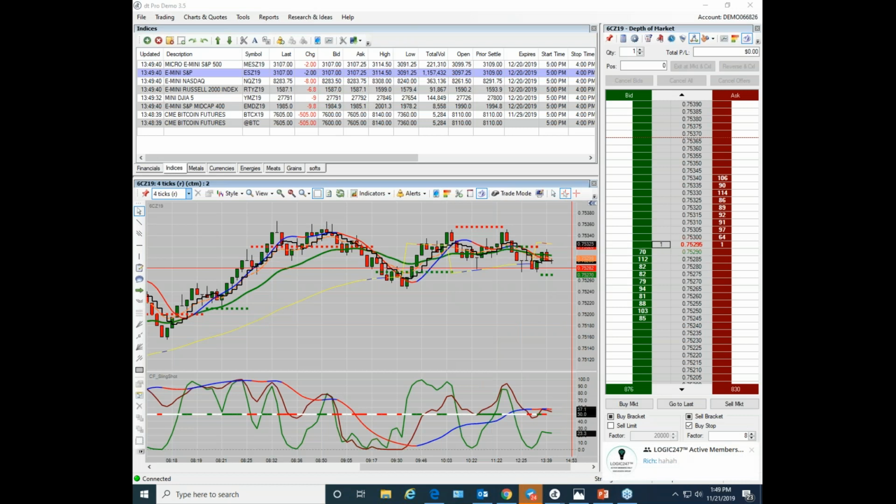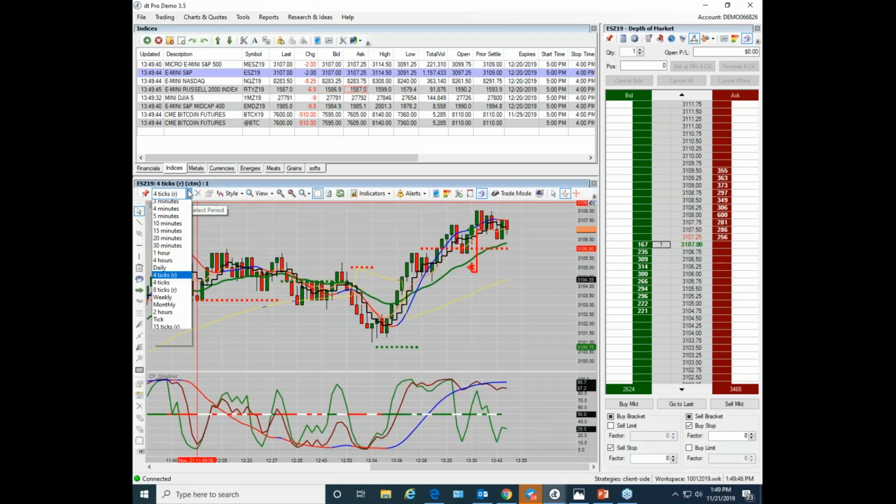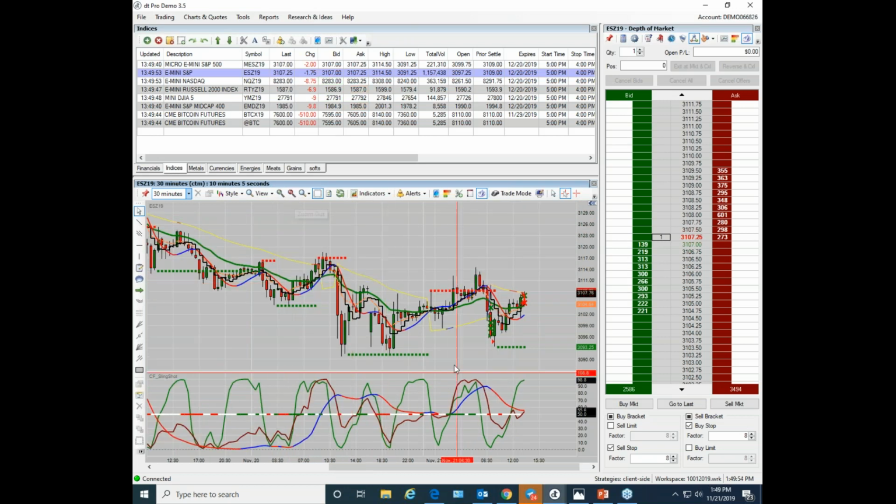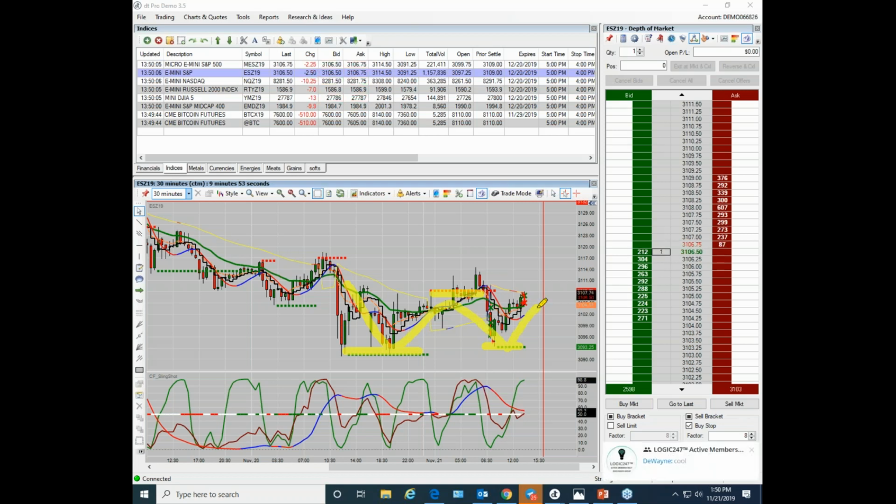Okay, let me make a point of something here. Just got off the phone with somebody. He's getting frustrated with the ES. We are not trending right now. We're sideways here, back and forth. Dynamic support and resistance, back and forth. If you're getting chopped up in this area, this is why.